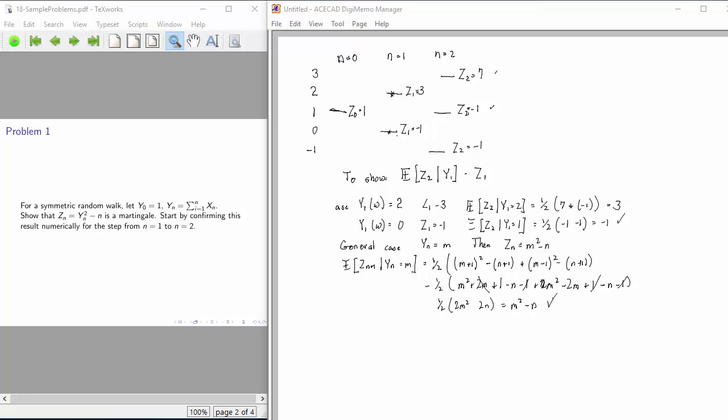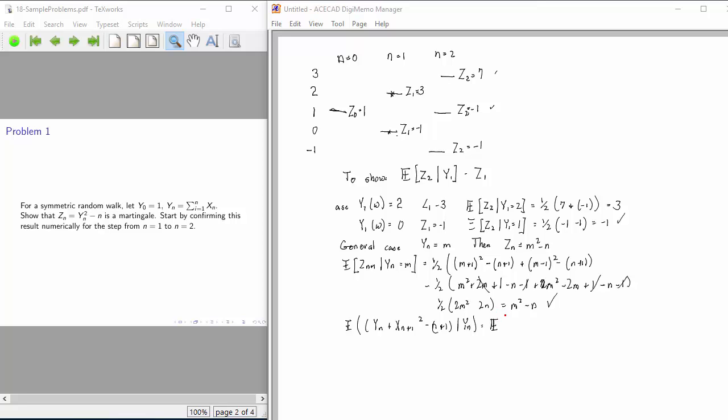Here's a more elegant way. We'll use the conditional expectation rules. We're trying to calculate the expectation of z sub n plus 1. Well, that's the value of y at n plus the random variable x n plus 1, that is equal to plus 1 if we step up, minus 1 if we step down, all squared, minus n plus 1, and this is conditioned on y sub n.